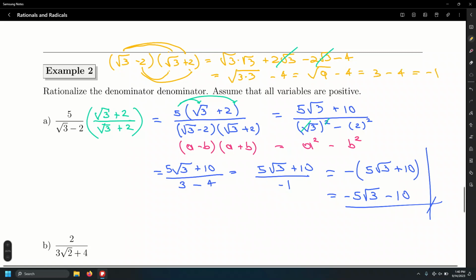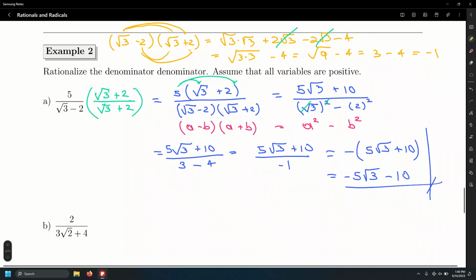Do you see how this is the same negative 1 we obtained by instead using the product of conjugate binomials or the backwards difference of squares? But again, if you prefer to do the FOIL method for this, that's fine. I'm okay with that. All right.